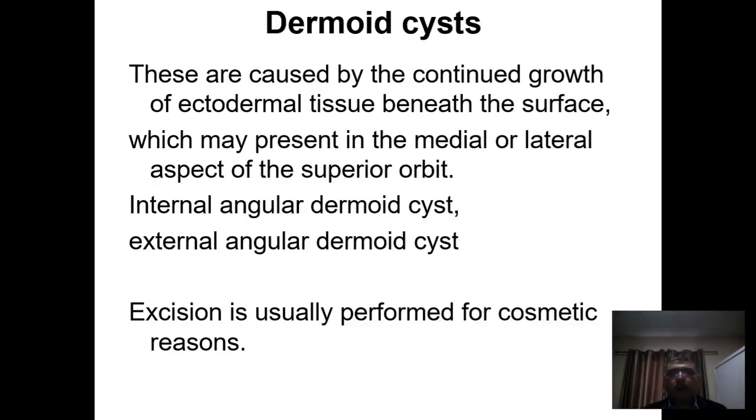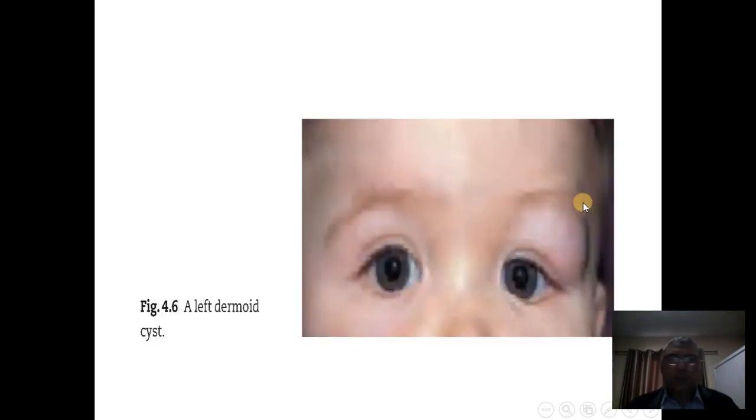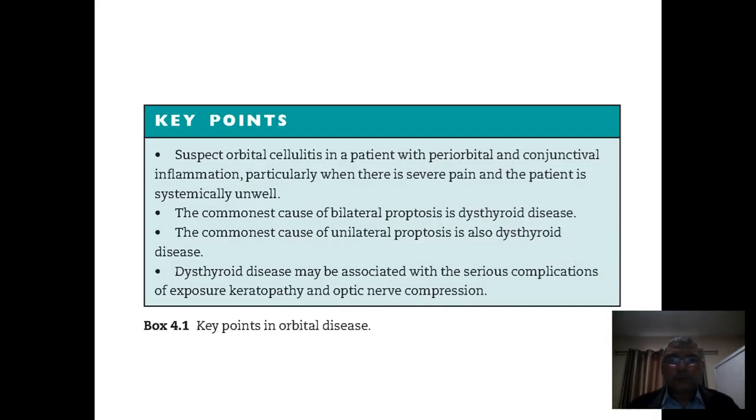Dermoid cysts: these are continued growth of ectodermal tissue beneath the surface of the skin. It may occur in the medial or the lateral aspect of the superior orbit, and we call it internal angular dermoid cyst and external angular dermoid cyst. The treatment is excision, usually for cosmetic reasons. It is also a type of benign swelling. This is an external angular dermoid cyst, and this is an internal angular dermoid cyst in a child. This is an external angular dermoid cyst.